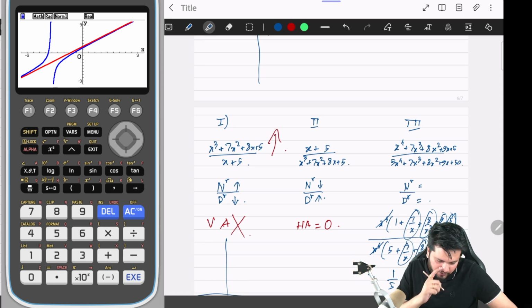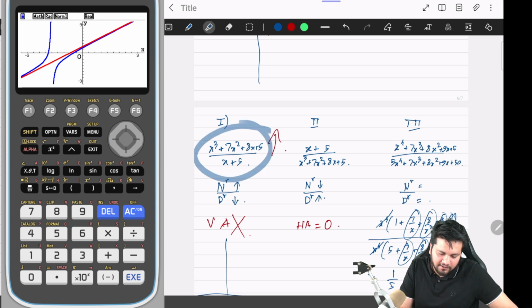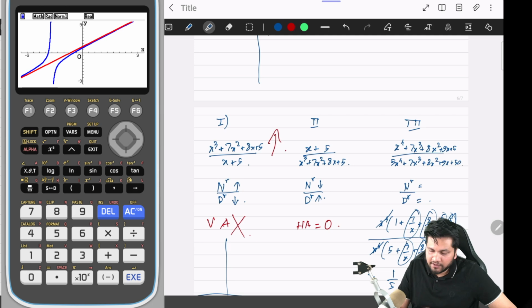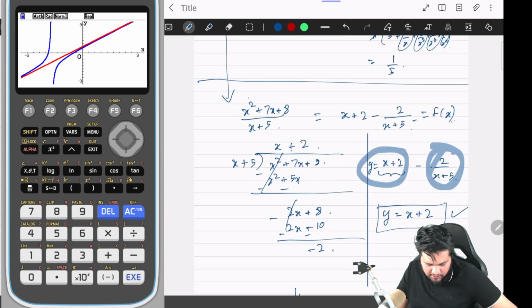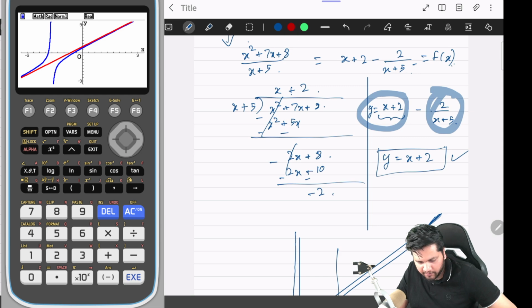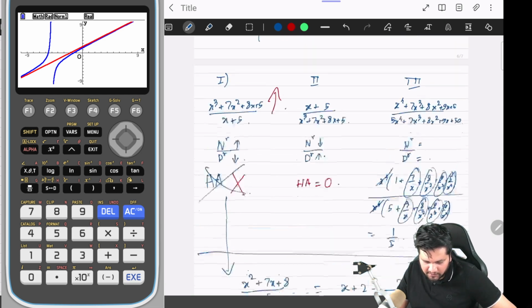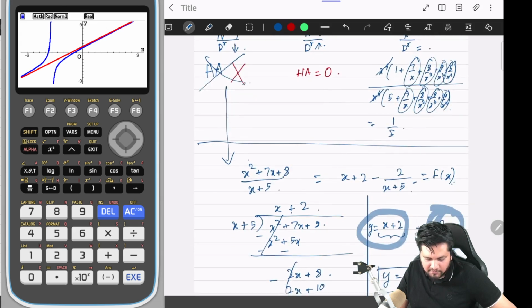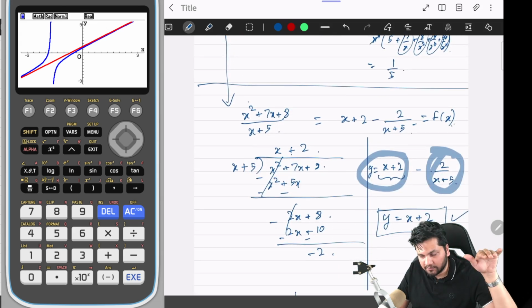In this case also, when I talk about x cube plus 7x square plus 8x plus 5, when I put x is equal to infinity, the output is also going towards infinity. It was not going towards a constant. So that's why there is no horizontal asymptote at all. So this is what the concept of horizontal, vertical and oblique asymptote looks like. Remember just one thing, that when there is an oblique asymptote there is no horizontal asymptote, but there is an oblique asymptote as well as a vertical asymptote.